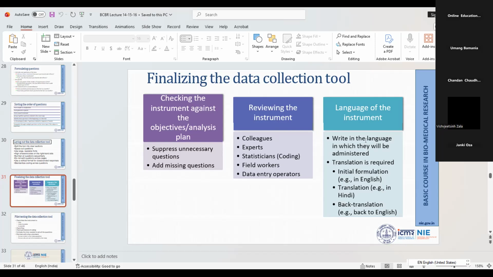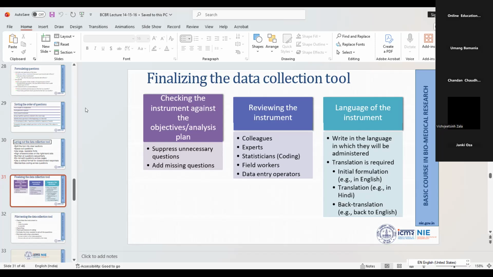Then the language of the instrument. It is important to write the data collection tool questions in the vernacular language, the language the participant understands. So translation is required. The initial formulation will be in English only. Then we will translate it into Hindi or Gujarati, whichever we are going to use with the study participant. Then again it is translated back to English, and here we check that the interpretation of the question has not changed. So it is a very important part.